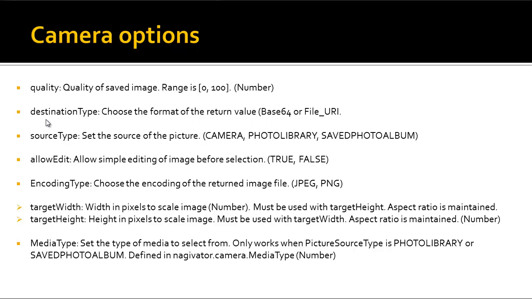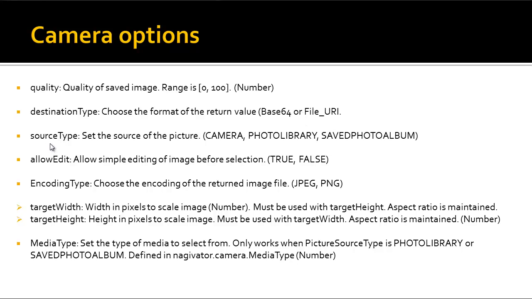Okay, and if you don't define the destination type parameter, it'll just default to base64, but you can set it to base64 if you want. But for me, it doesn't make any sense. You might as well just not type it, and it will just default to the base64 encoded format if that's the format you want. Otherwise, you can set it as file URI.